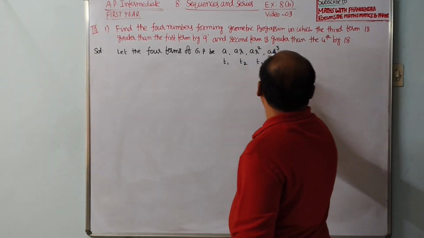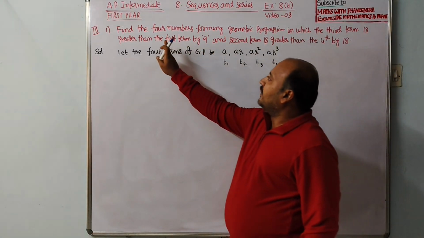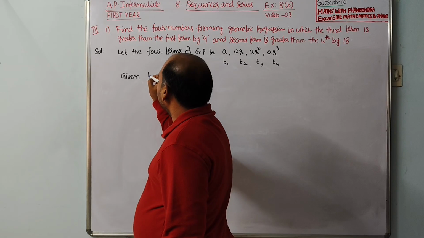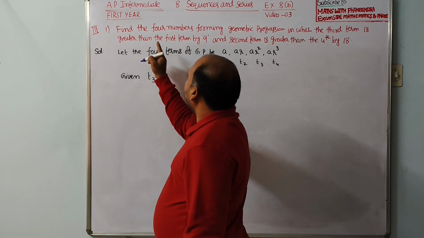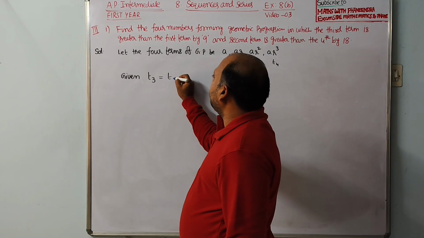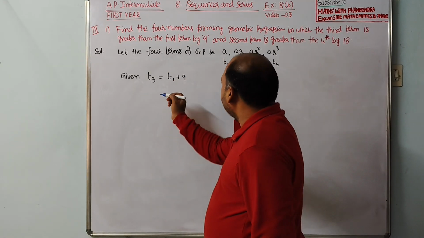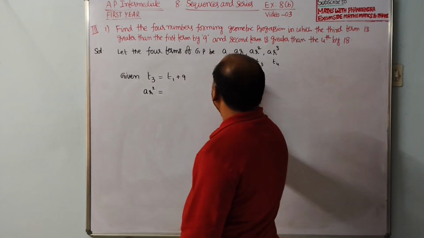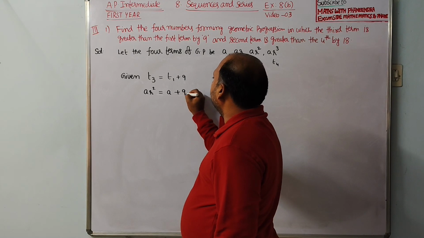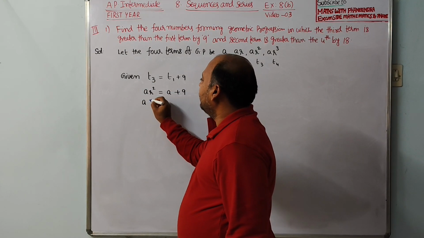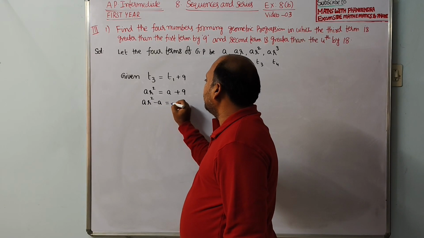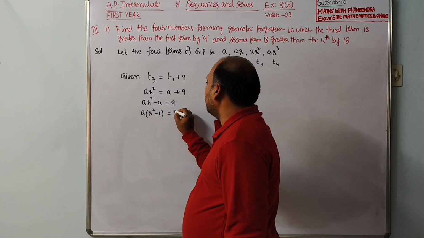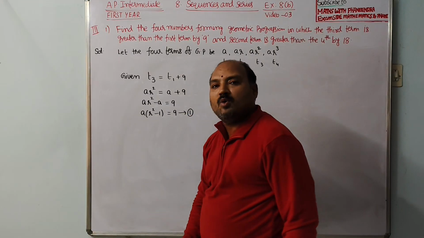What is the first condition? Third term is greater than the first term by 9, given. Third term means T3 is greater than first term by 9. That means T1 plus 9. What is T3 value accordingly? ar square is equal to T1 value, a, plus 9. A value bring this side. ar square minus a is equal to 9. So a take common, a times r square minus 1 is equal to 9. Keep it as equation number 1.